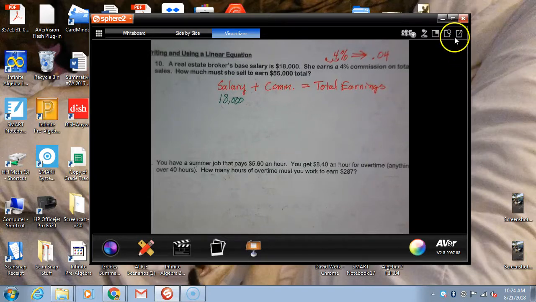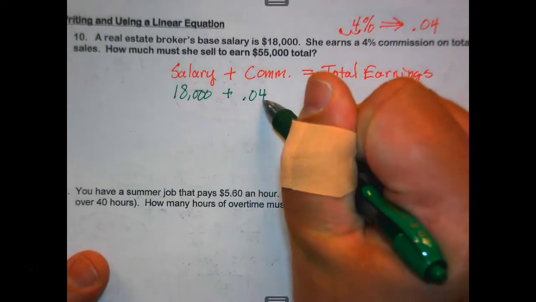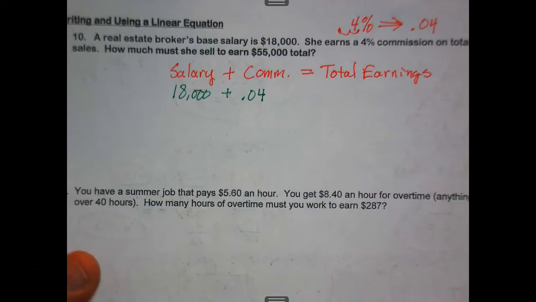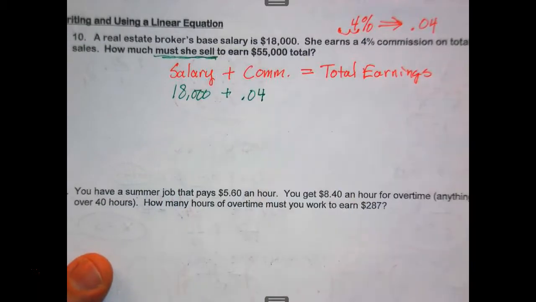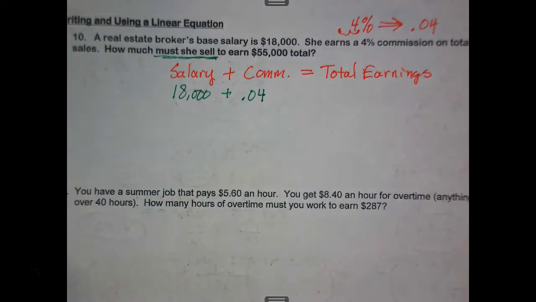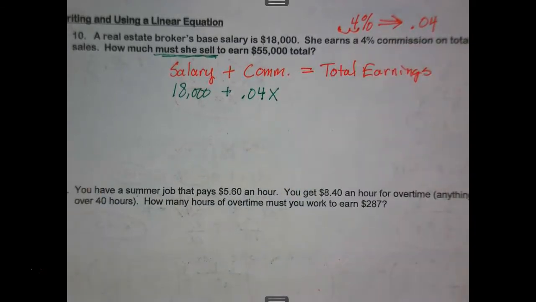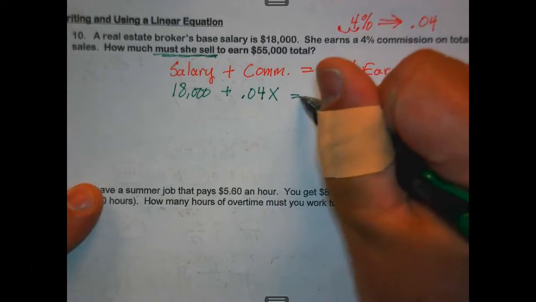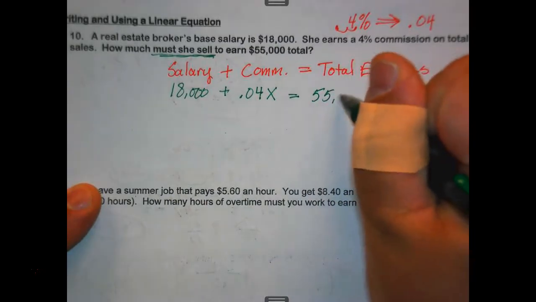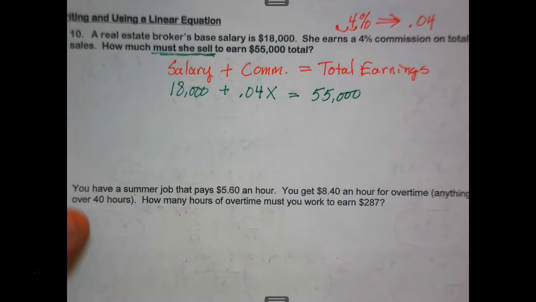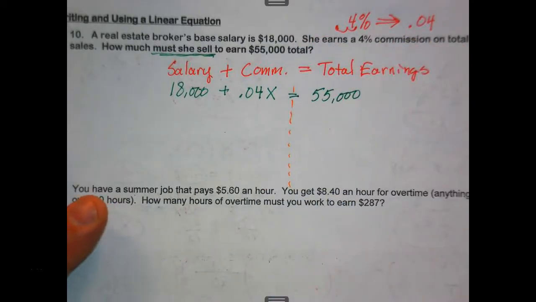Okay, what's the commission? 0.04 of what she sells. And that's what we're trying to figure out, right? She sells. She sells by the... Okay, so that's my X. And my total earnings here is what? 55,000. Okay, sell for X. That'll tell us how much she has to sell.